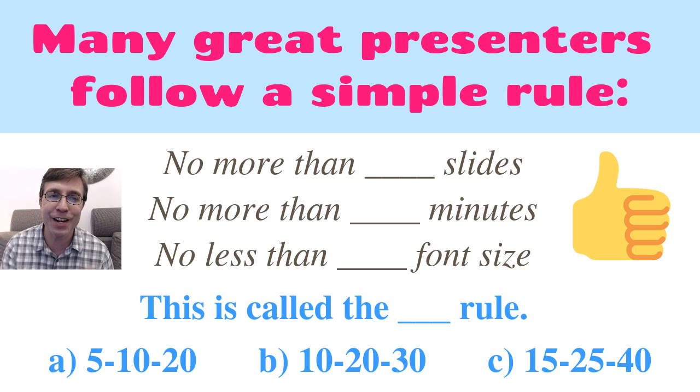So what number goes in those blanks right there? How many slides, minutes, and font size? Is it the 5, 10, 20 rule? 5 slides, 10 minutes, 20 font size? Is it B, the 10, 20, 30 rule? Or is it C, the 15, 25, 40 rule?